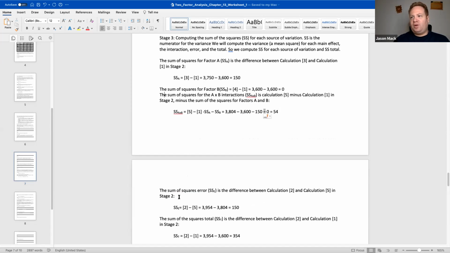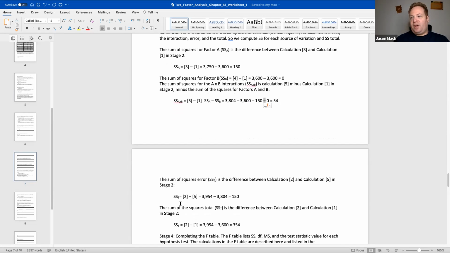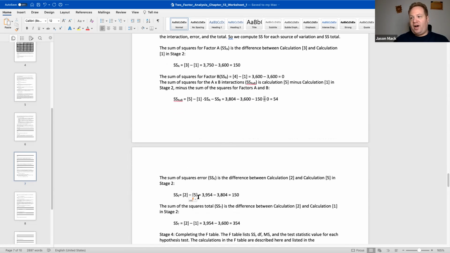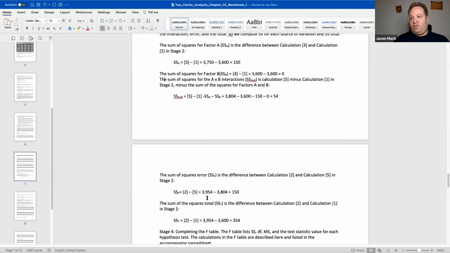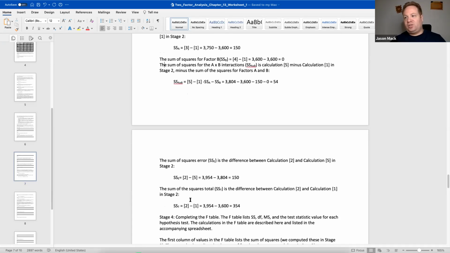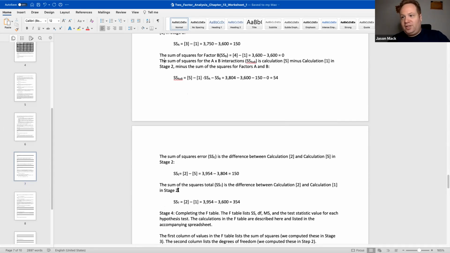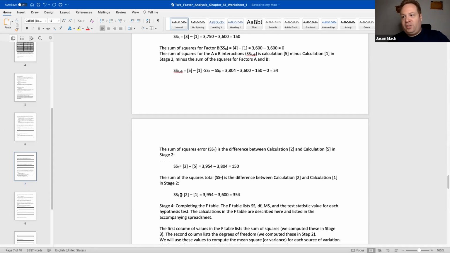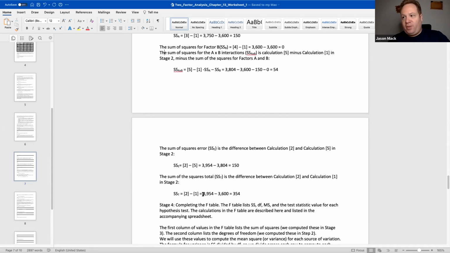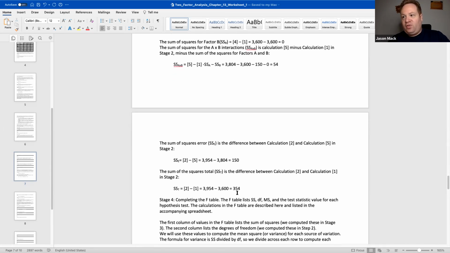Next, we do the sum of the squares error, which is the difference between calculation 2 and calculation 5 in stage 2. The sum of the squares error is 2 minus 5, which is 3,954 minus 3,804, equal to 150. The sum of the squares total is the difference between calculation 2 and calculation 1 in stage 2. Therefore, the sum of the squares total is 2 minus 1, which is 3,954 minus 3,600, equal to 354.